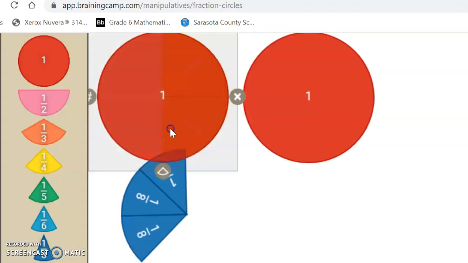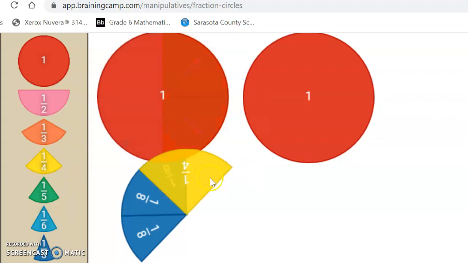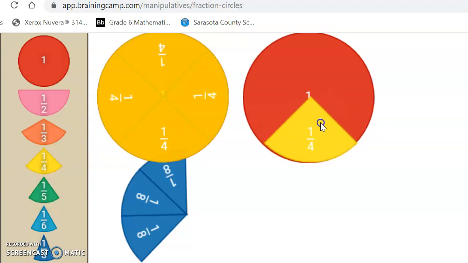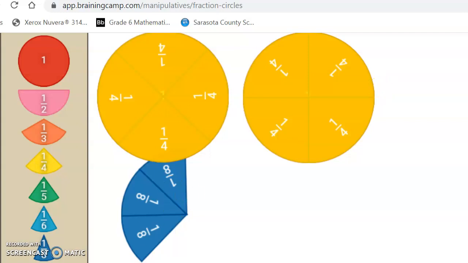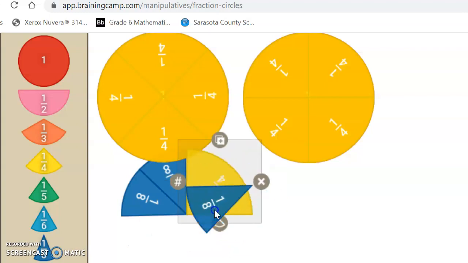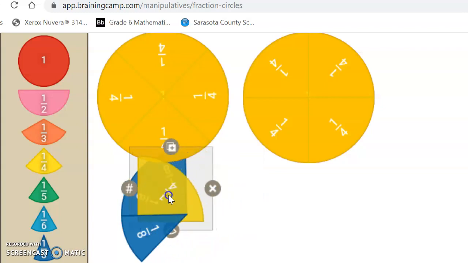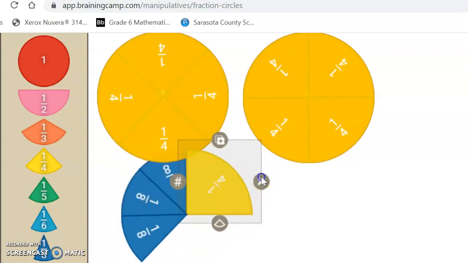So when I look right here, I have 2 full pieces, and then I've also got 3/8. And the 3/8 can also be considered, if you look at it closely, 1/4 and then another piece left over.